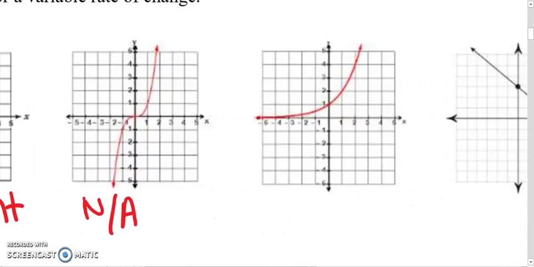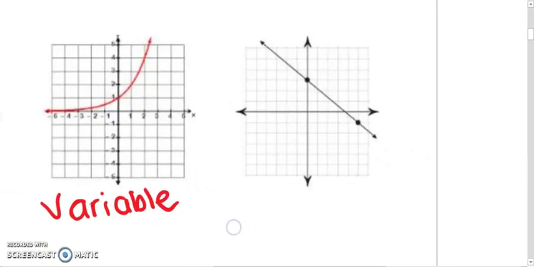Next one, we do have a graph with a curve. Is it exponential? Yes. It starts off very slow and then it quickly increases at a very fast rate. It is going to be considered a variable rate of change. Next one, we have the last graph. Same thing, it's in the form of a line. Since it's in the form of a line, it will be a constant rate of change.